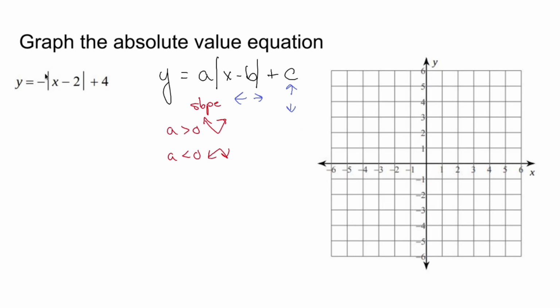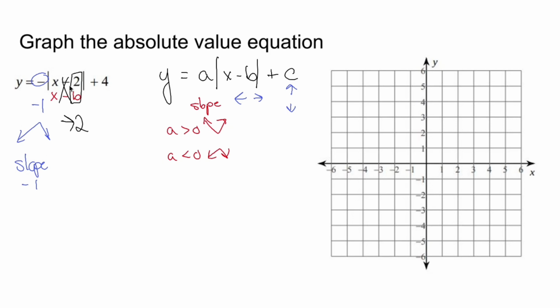So let's see what I have over here. I have a negative living outside. That's a negative 1. So that tells me that this is going to open up downward where my slopes are going to follow a negative 1 pattern or a regular 1 pattern depending on which way you're going. Now this is where you have to be careful. Inside the absolute value I have x minus b. Okay, so if I'm comparing x minus 2 to x minus b, b is not negative 2 because these negatives kind of cancel each other out. B is regular 2. Which means we start by going right 2.